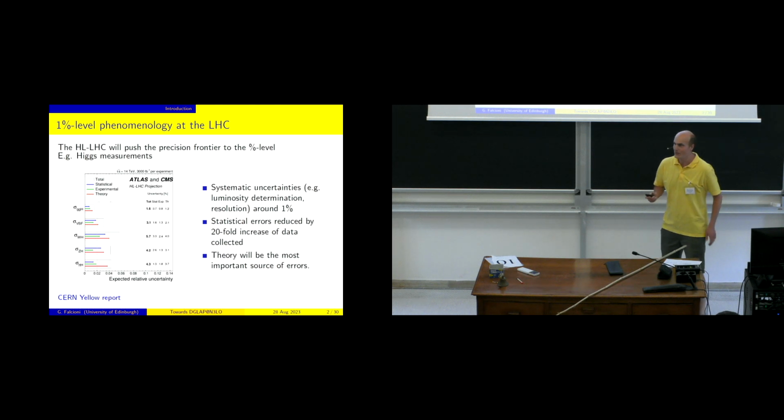Okay, so here the challenge is really to get percent level phenomenology at the LHC. So we do expect, of course, that in the high luminosity phase, both systematics and statistics will go down to the percent level errors, here in blue and green, and theory will dominate in many situations.